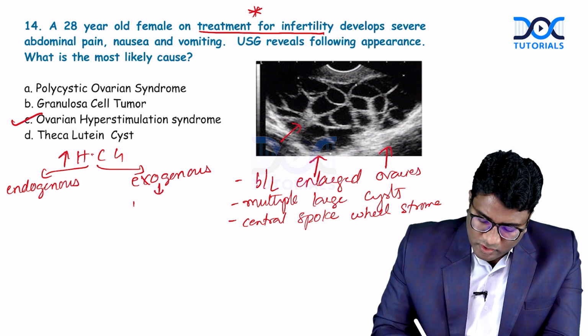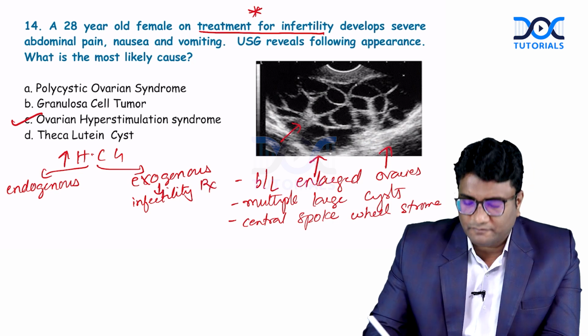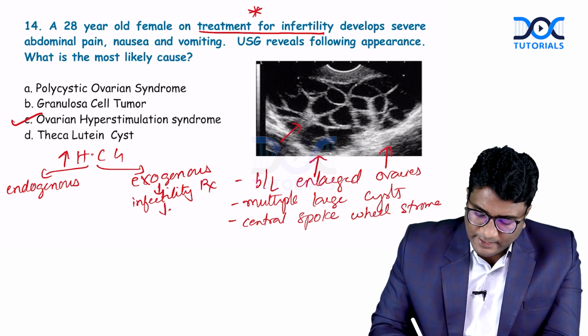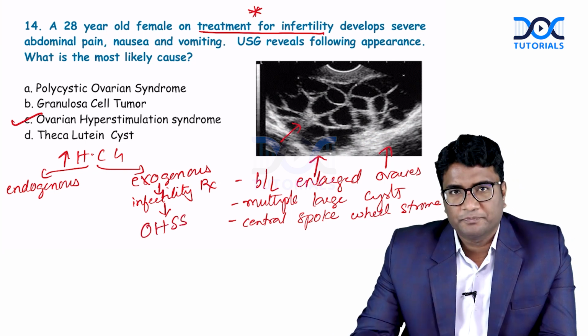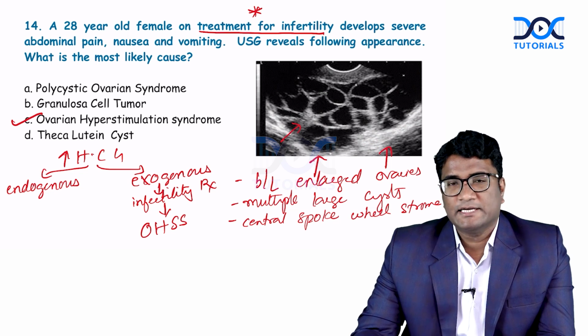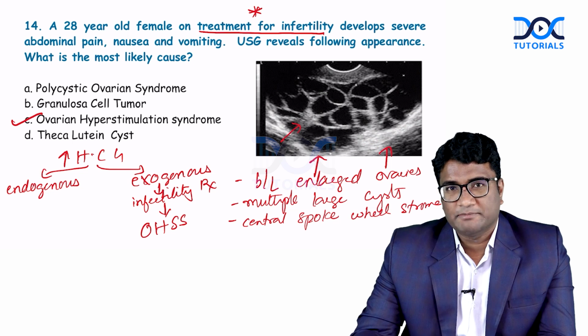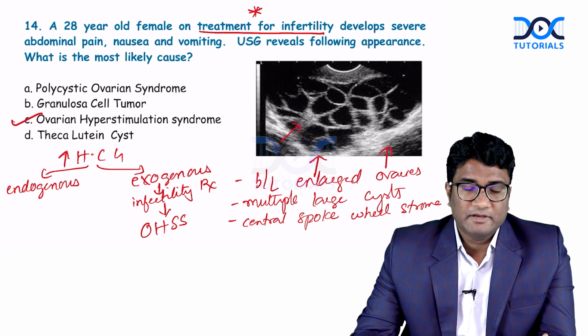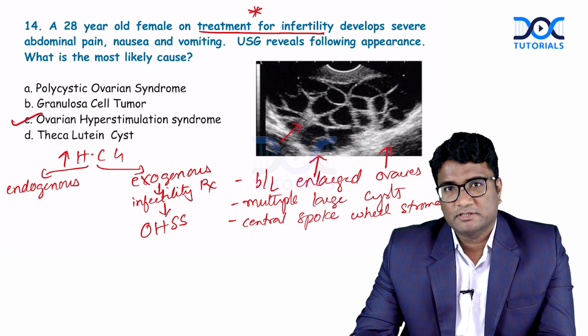Exogenous will occur as a part of infertility treatment, right? We give injections of HCG, and when you see bilaterally enlarged ovaries with cysts, you call it ovarian hyperstimulation syndrome. You may see associated third space collections, pleural effusions, ascites, there will be hemoconcentration and death also sometimes. Pericardial effusions, right? All of these in a female who is receiving injections of HCG for infertility, this should be ovarian hyperstimulation syndrome.